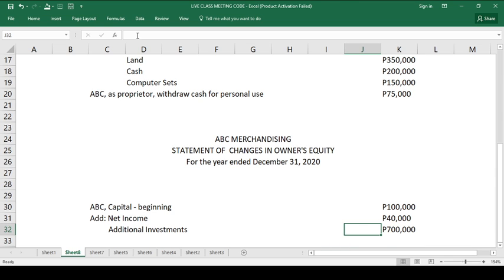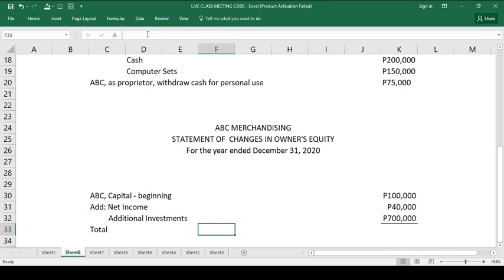So that's it. We need to get the total of these three. Let's get the total. The total that you compute should be equal to the total credit in the T account, which is amounting to 840,000. Okay, that's it.